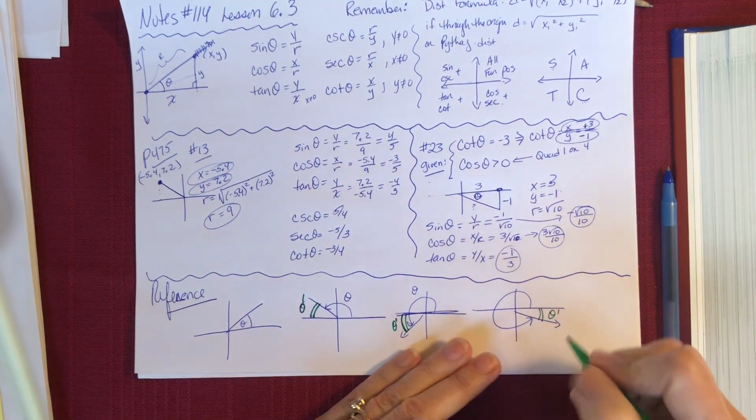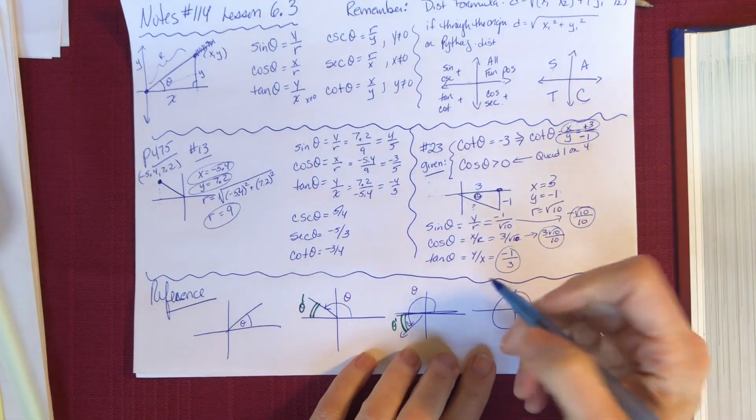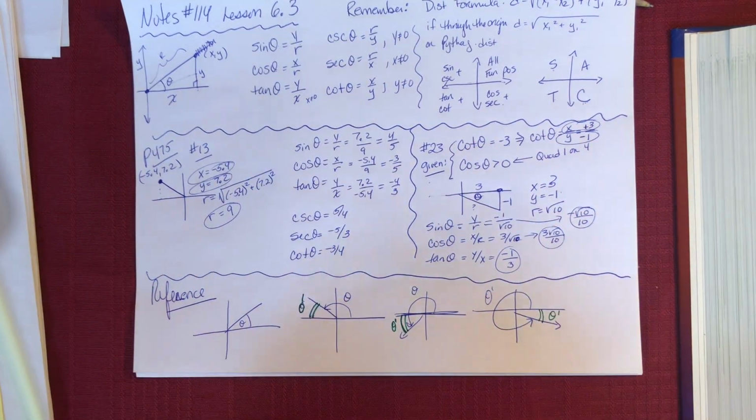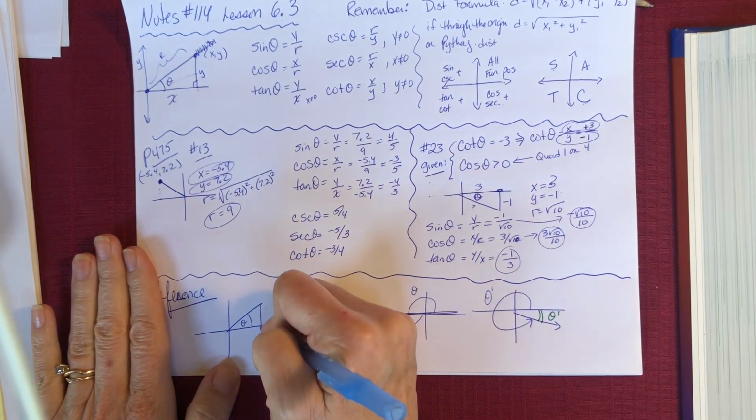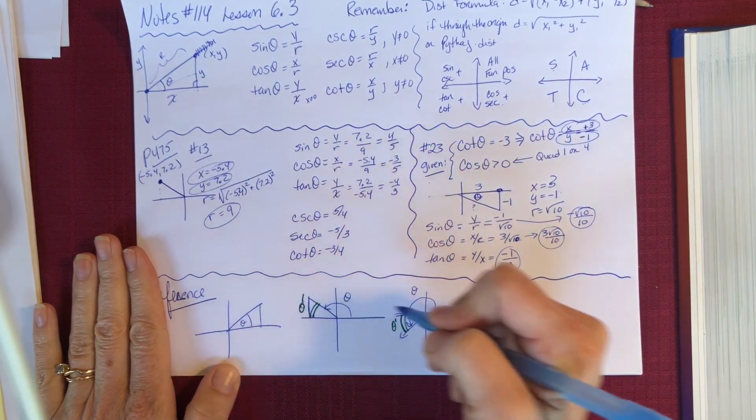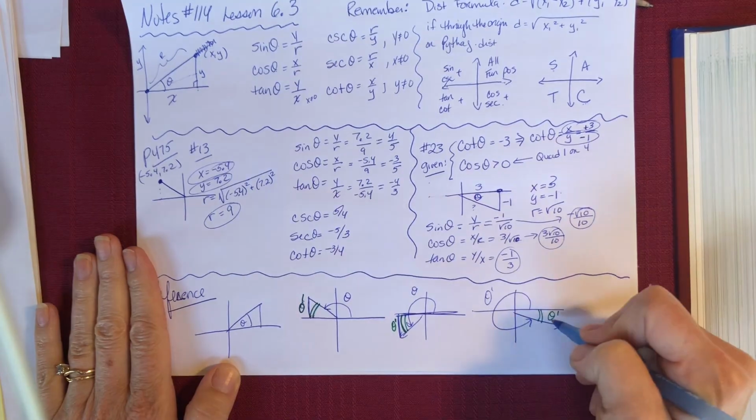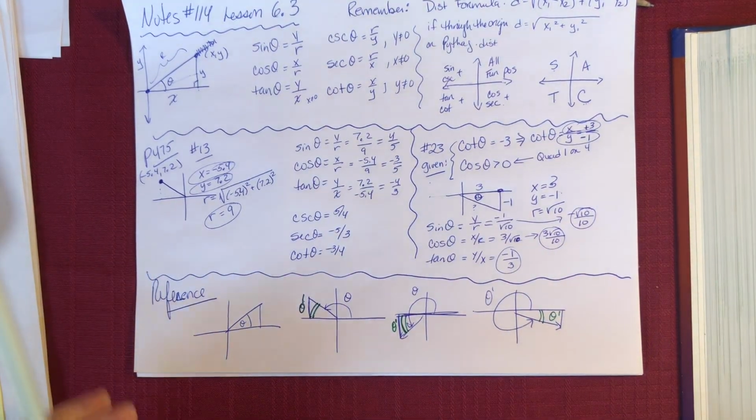This is my theta prime. It's going to be the acute angle. It's your little helper angle. It helps you make the picture. It's the one that you're going to make that right triangle with. It's the one you're going to make the right triangle with your x-axis. Okay, so that's what you're going to go ahead and do.